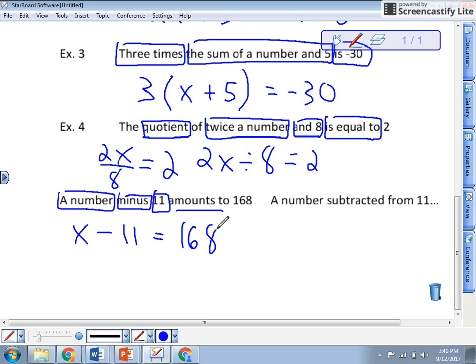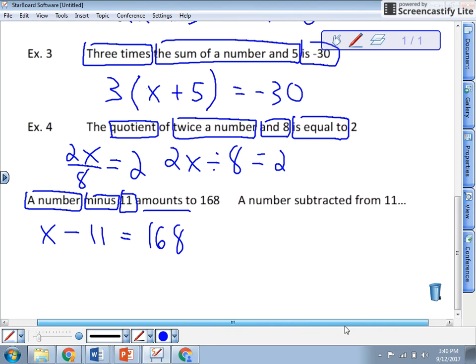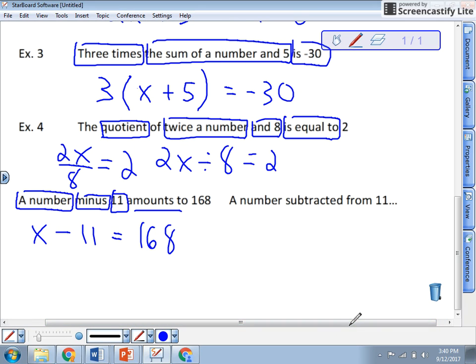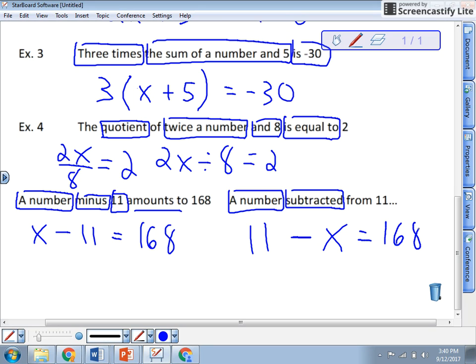But the one on the right, look what happens when they switch the wording. Now it says a number subtracted from 11. So we know it's going to be subtraction, but now this number is being subtracted from 11. So we don't want to say X minus 11, but the number, which again is going to be X, is going to go over here, and we're subtracting that from 11. So if they had the rest of the words, it'd be 11 minus X equals 168. There's a big difference between these two. So wording is extremely important.